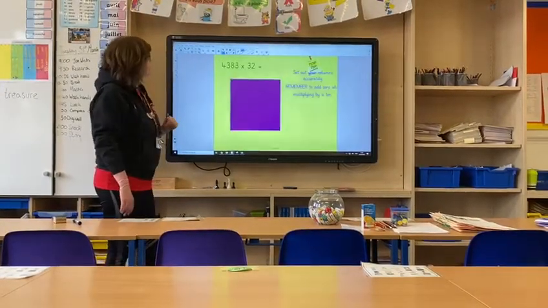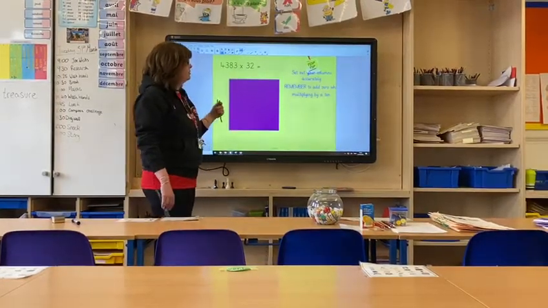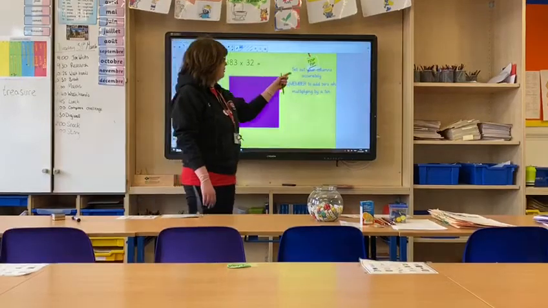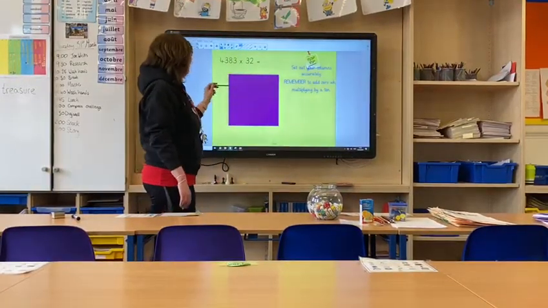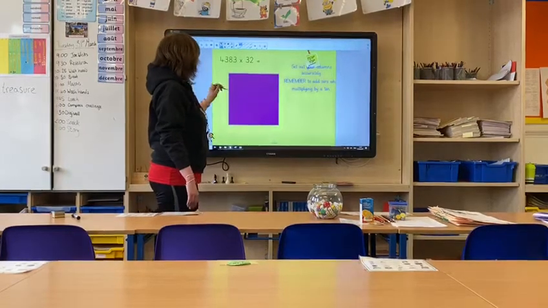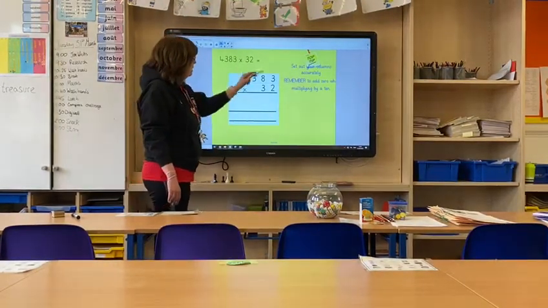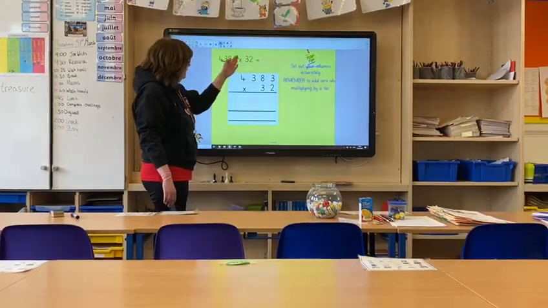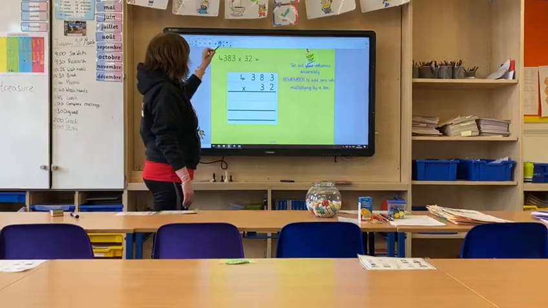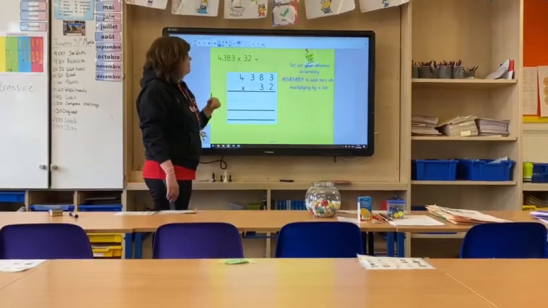Let's practice some more. This time, I've put out another top tip, okay? Set out your columns accurately. Remember to add zero when multiplying by 10. I've set my columns out, so my ones are directly in line with each other, and my tens, and I can clearly see my hundreds and my thousands. Again, always start multiplying with the ones.